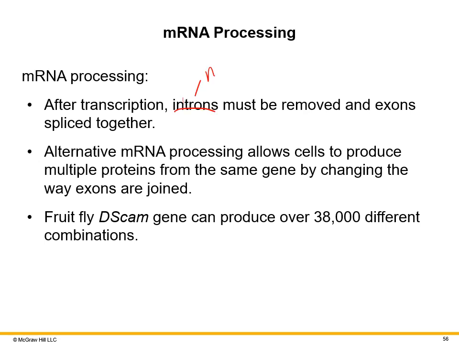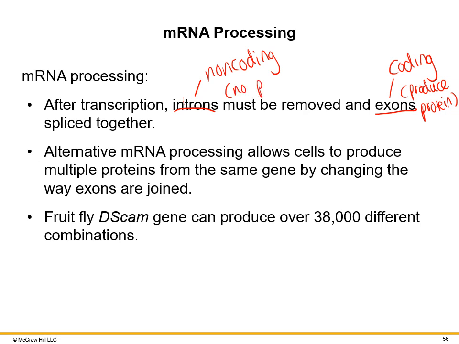Introns are the non-coding regions of the mRNA, and exons are the coding regions of mRNA. So what does coding mean? Coding means that we can produce a protein. So that portion of mRNA produces a protein, or it's going to be translated into a protein. Non-coding means no protein produced.